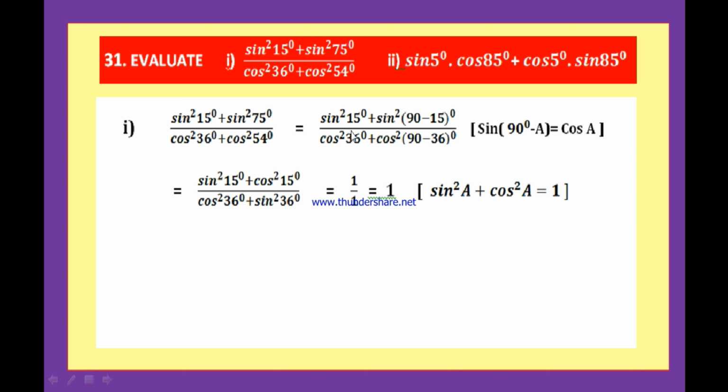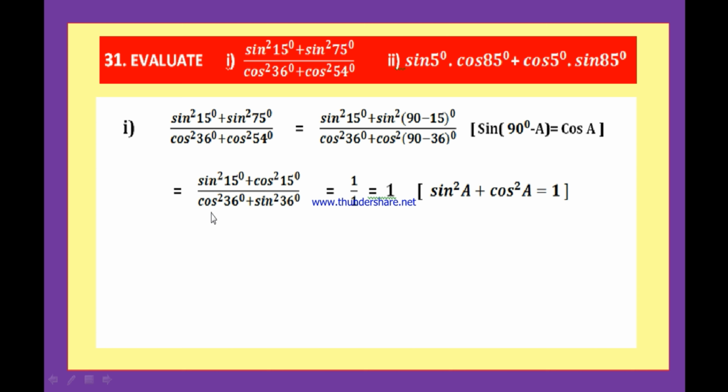Since the squares are there, first of all sin square 15 degrees plus this sin square becomes cos square 15 degrees. And cos square 36 degrees: cos (90 minus a) is equal to sin a. Therefore, cos square (90 degrees minus 36 degrees) is equal to sin square 36 degrees. Look at the numerator. The numerator is in the form of sin square a plus cos square a. Sin square a plus cos square a is equal to 1.